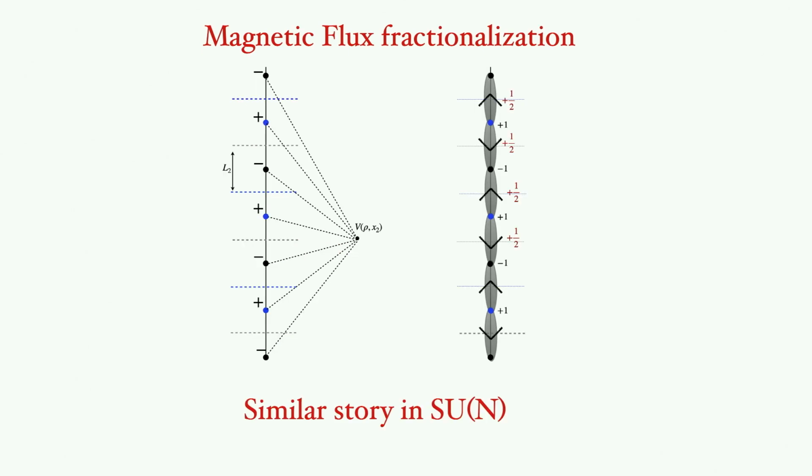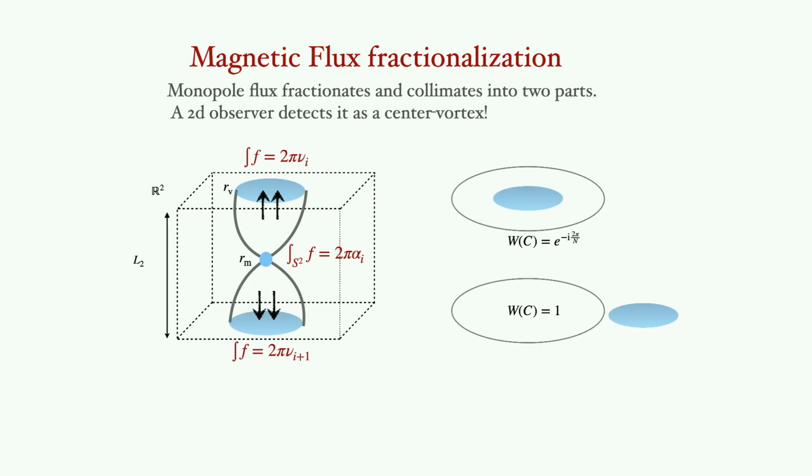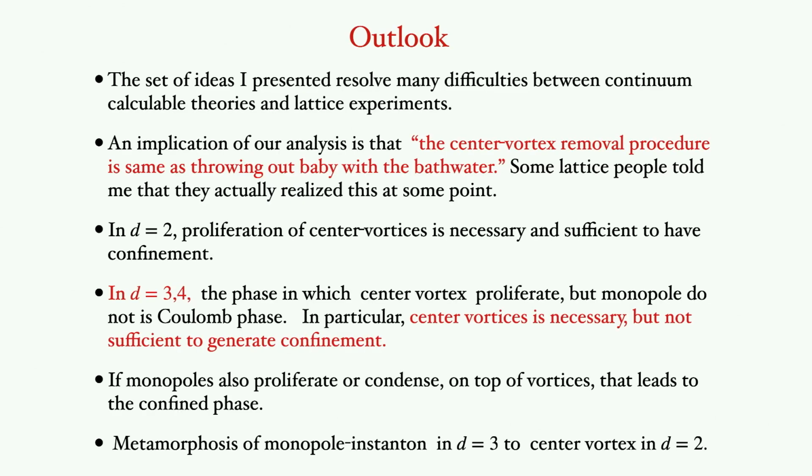Let me go back to this picture. What happens is that half of the flux of the monopole goes through the north pole, half of the flux goes through the south pole. But if you are a 2-dimensional observer, you will see this object as a center vortex. It is quite striking to me that the effect of this monopole transmutes to this center vortex. Okay?